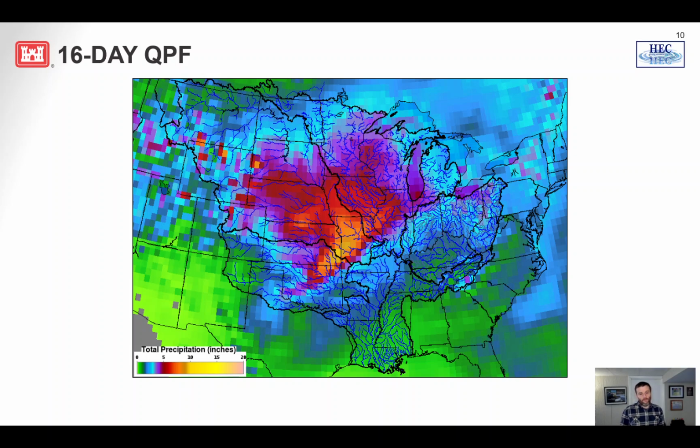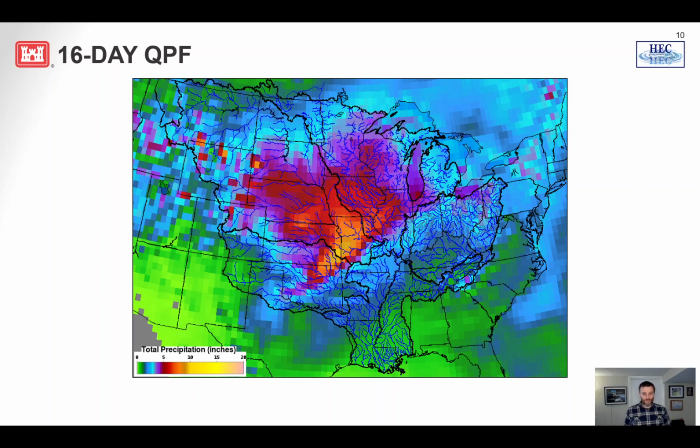Additionally, the greater Mississippi River drainage basin, especially the lower Mississippi, like Memphis, Vicksburg, New Orleans, really likes to key in on this product. And this is a 16-day QPF product. So this is an accumulation of what's forecasted over the next 16 days.